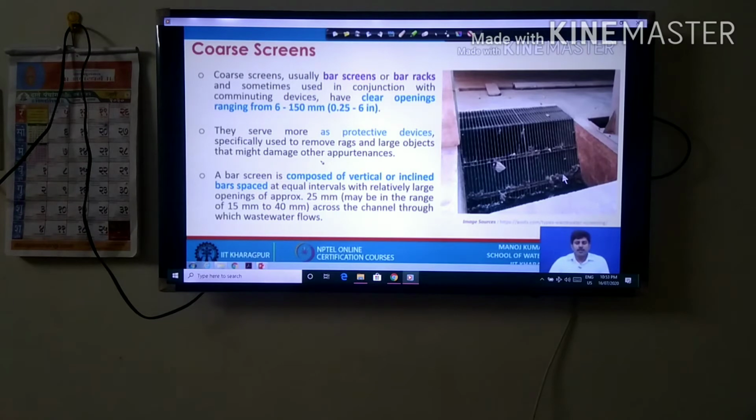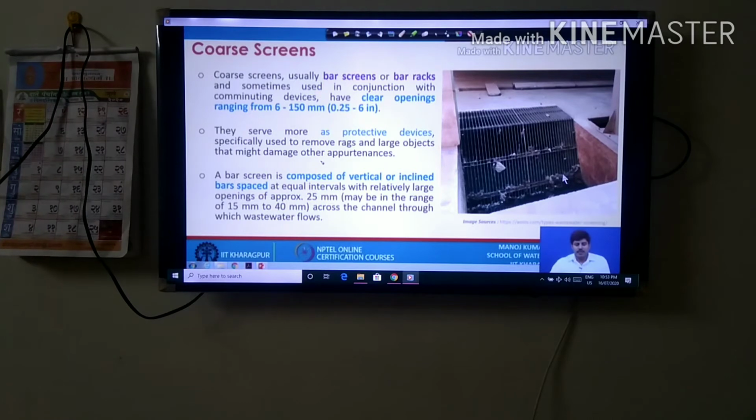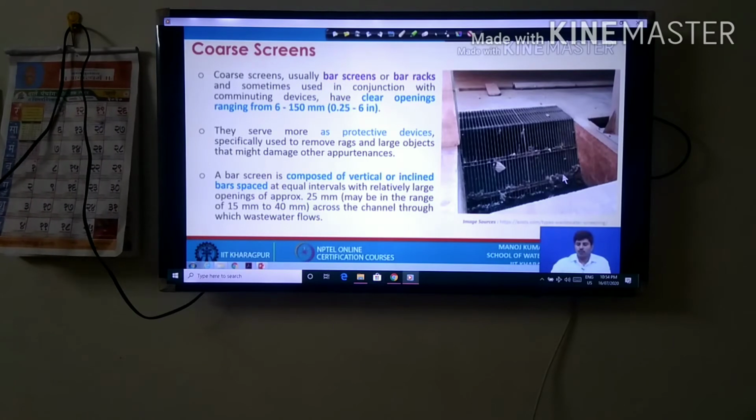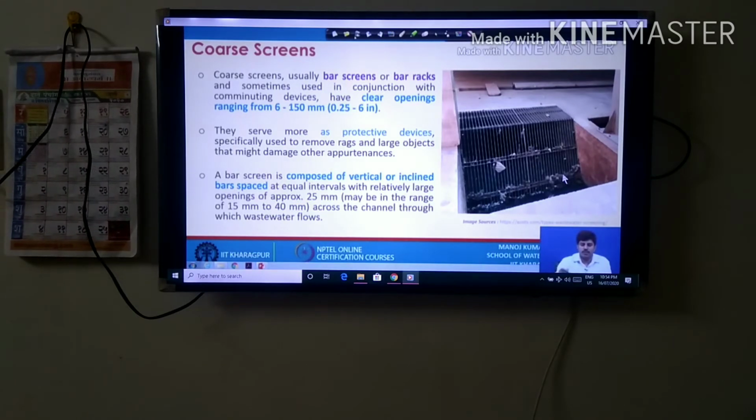Bar screens are typically composed of vertical or inclined bars spaced at equal intervals with relatively large openings of approximately 25 mm. That is the approximate size, but it could range from 15 mm to 40 mm. It should be uniform across the channel through which the wastewater flows. So if wastewater is flowing this way or that way, the screen should intersect the path of the wastewater flow. That is the objective of screening.